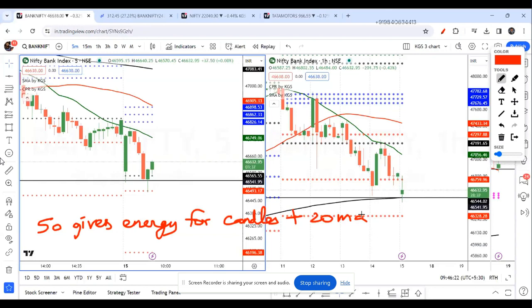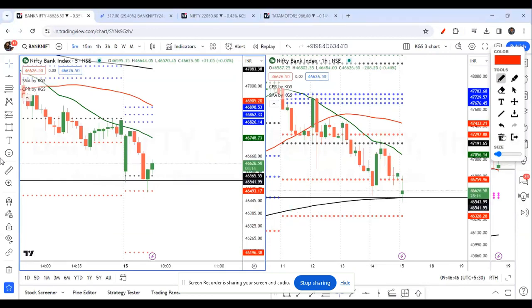So for candles, 20 gives energy. If 20 itself is not having energy, if 20 is not providing support or resistance, then 50 will provide support or resistance. So basically 50 will give energy for the candles and the 20 SMA. So this will be the next question. Now 50 is also not giving support or resistance for the candles. 50 is not helping the candles. Who should help?